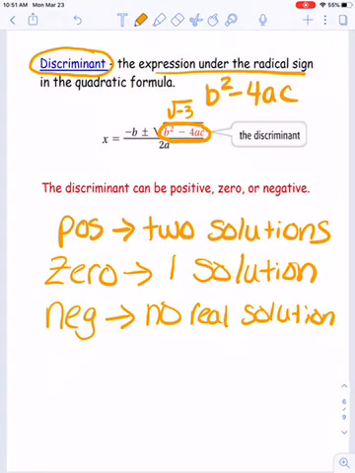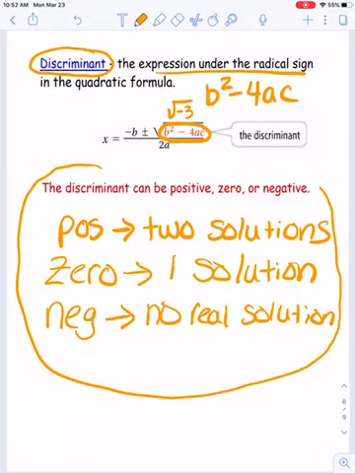So if our discriminant is negative, then if we took the square root of it, we wouldn't get an answer. So we'd have no real solutions. Sometimes I'm going to ask you how many solutions a quadratic has, and we can determine that just by looking at the discriminant. You wouldn't have to go through the whole quadratic formula to figure out how many solutions we have. We just look at the discriminant.